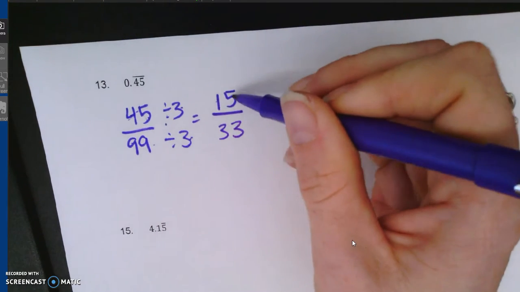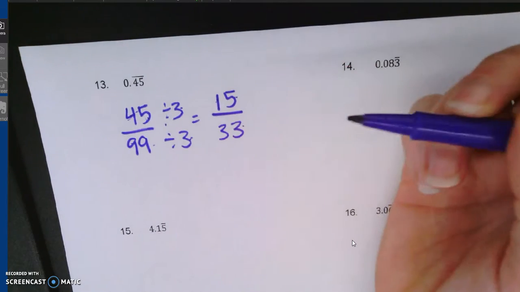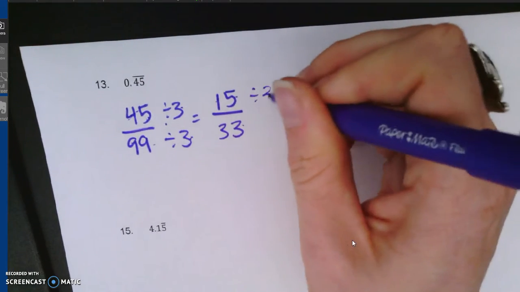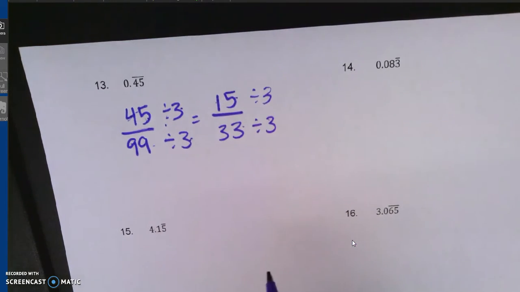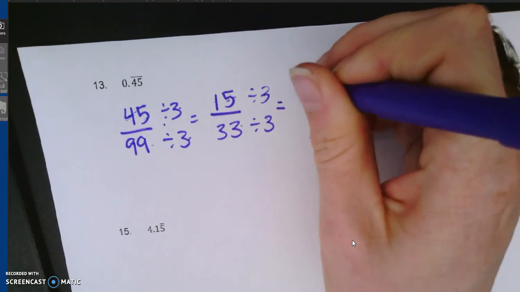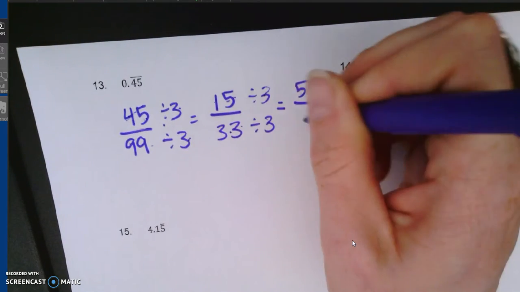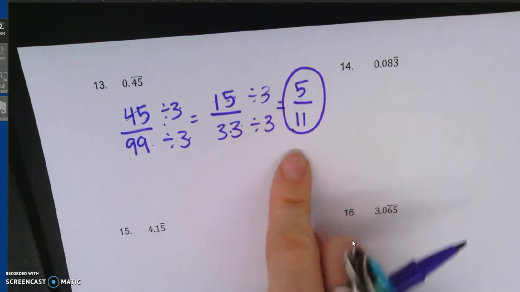Let's double check again. 5 plus 1, 6. 3 goes into it. 3 plus 3, 6. 3 goes into it. So let's do 3 again. Oh gosh darn, I could have just done 9 from the very beginning. Oh well, maybe next time I can check that. 15 divided by 3 is 5, and 33 divided by 3 is 11. So we know that 0.45 repeating is equal to 5 elevenths.